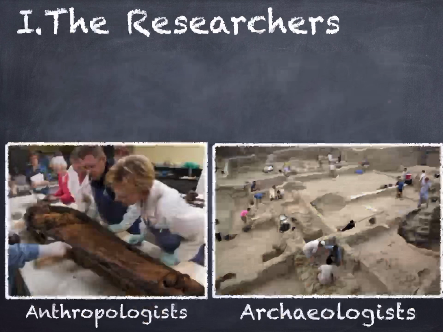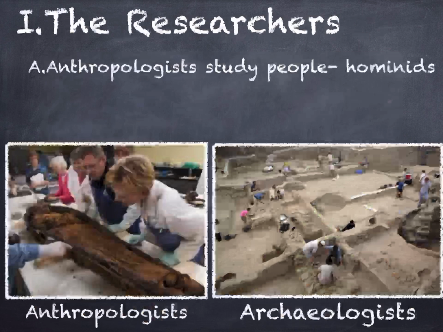Now, the place where we start is talking about the people that are the researchers. There are two groups of people that we're going to talk about from the start. They're called anthropologists and they're called archaeologists. Most of you have heard of archaeologists before, but some of you might not know who anthropologists are. Anthropologists are the scientists and researchers on Earth that study people. They study hominids, early people, skeletal remains, of all people that have been found on Earth, okay?